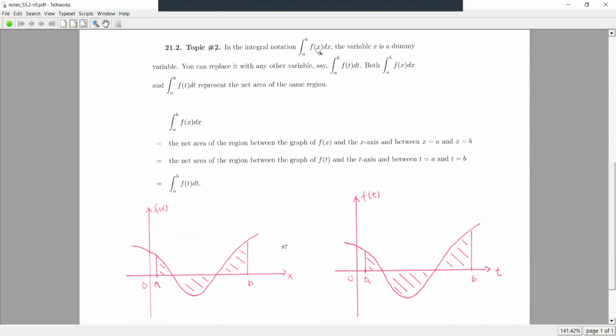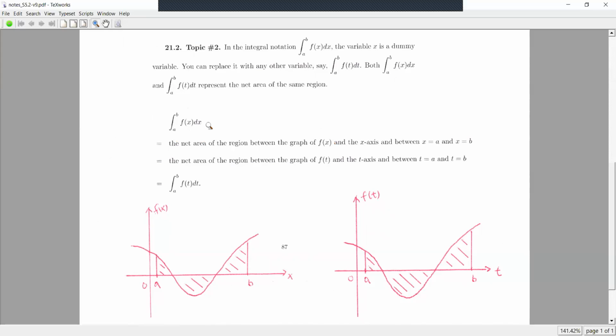Okay, then we have 2 integrals. Let me call this integral the original integral, and this is a new integral. The original integral and the new integral, they have the same value. They are equal. Why are they equal? In detail, okay?